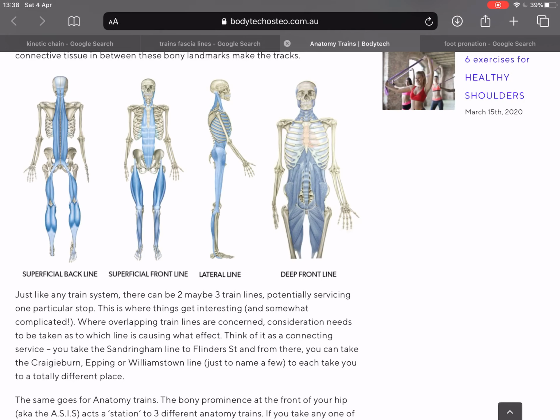Now, with your foot, you can look at the superficial back line there on the left-hand side, where those muscles in the bottom part of the foot track the whole way up through the calf, hamstring, into your lower back, and then straight back up into your head. I'm going to show you one or two exercises that, if you release the foot, you're going to feel looser in your hamstring, your calf, your back, and maybe even your neck, depending on what's actually happening with you. That's how we look at it.